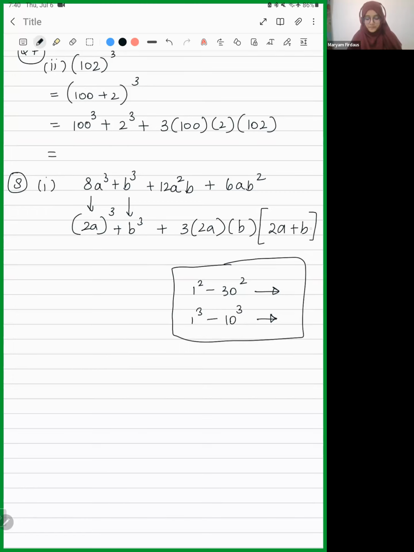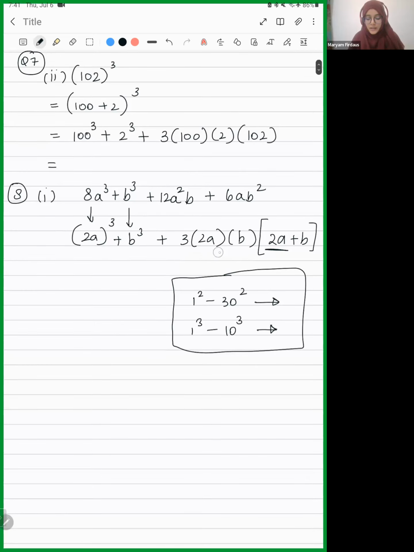Yes, ma'am. Because if you see, this is 6ab multiplied by 2a, that gives you 12a square b. So you just have to keep checking whether your next step is aligning with your previous step or not. And then just check the other thing. 6ab multiplied by b, that gives you 6ab square. So yeah, we are on the right track. So this becomes 2a plus b whole cube.